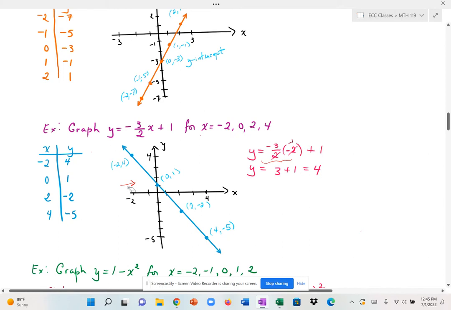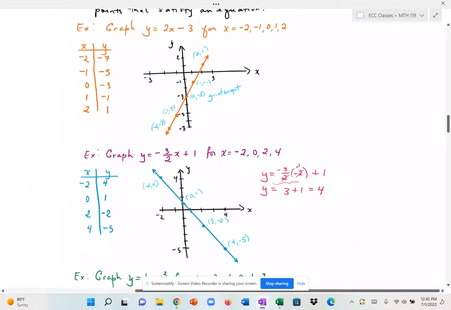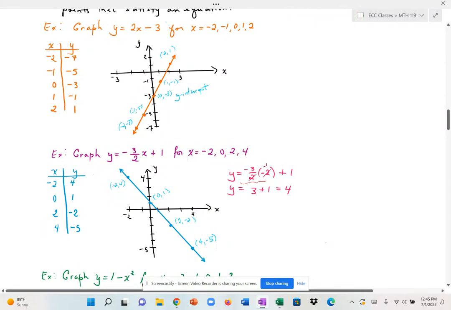So notice that in this example that I just did, the line is going down from left to right. And in the previous example, the line was going up from left to right. The direction that the line goes in has to do with whatever this number is. That's called the slope of the line.